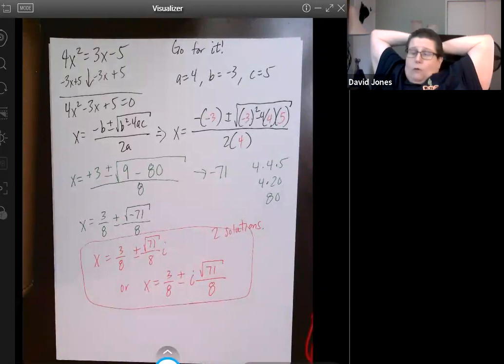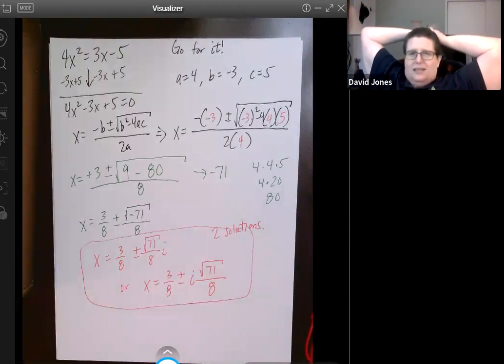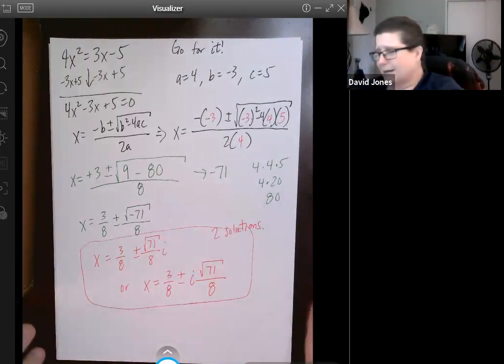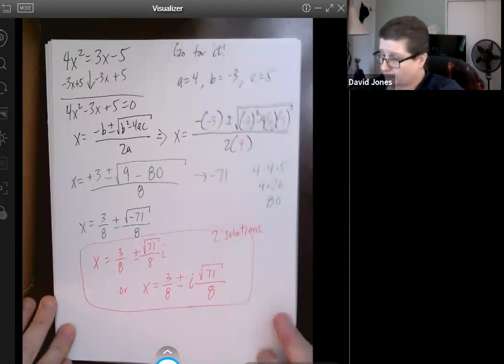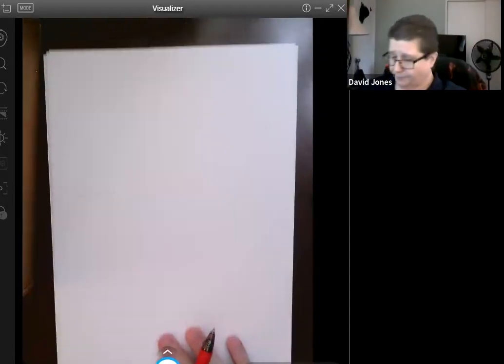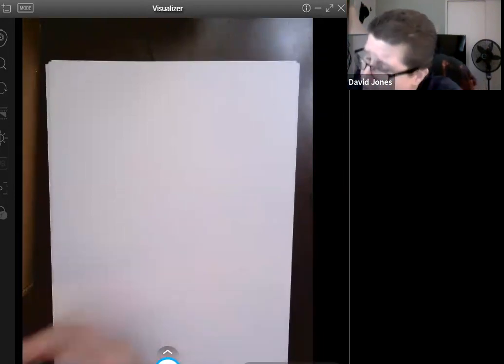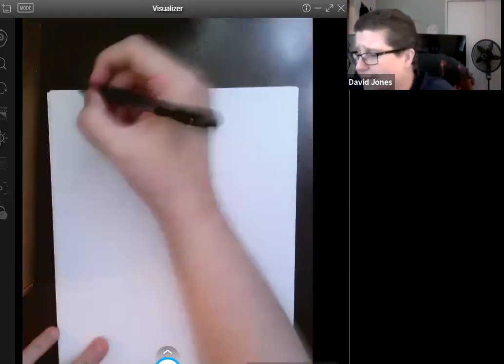Only a little bit more. We can actually apply this to something that has cubes in it. So check this out. x cubed minus 125 equals 0.